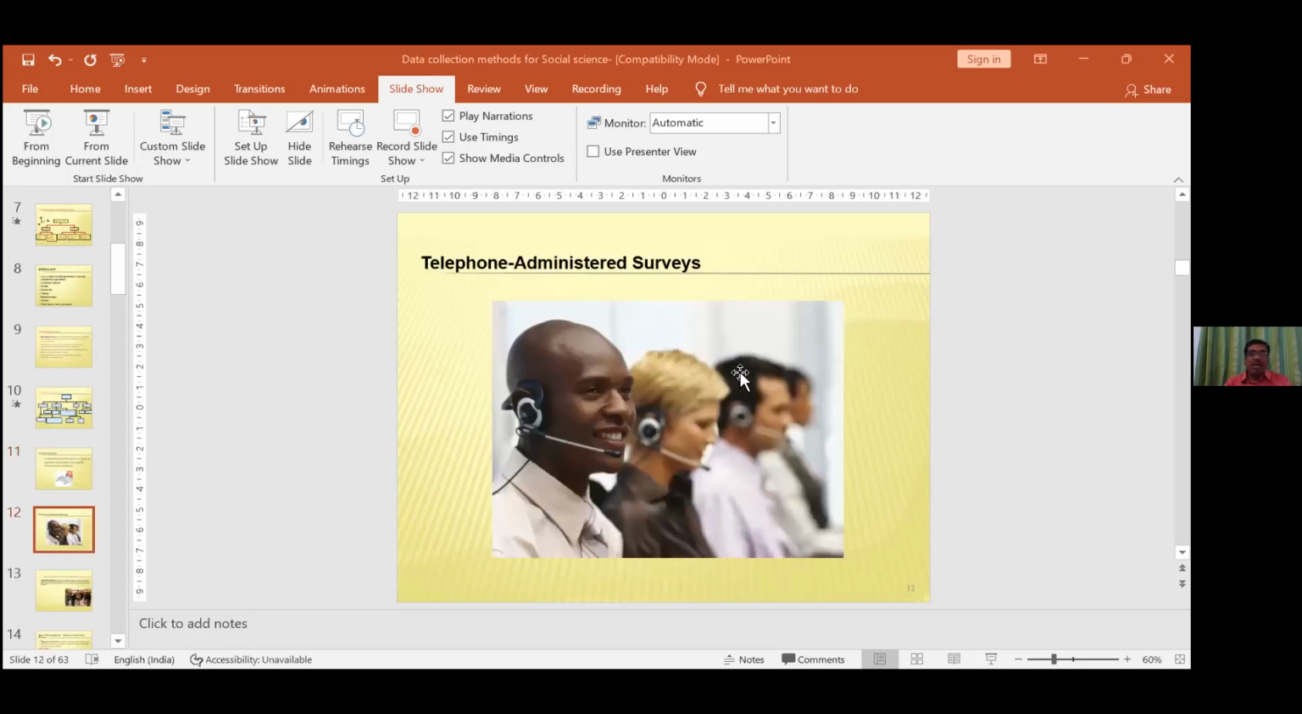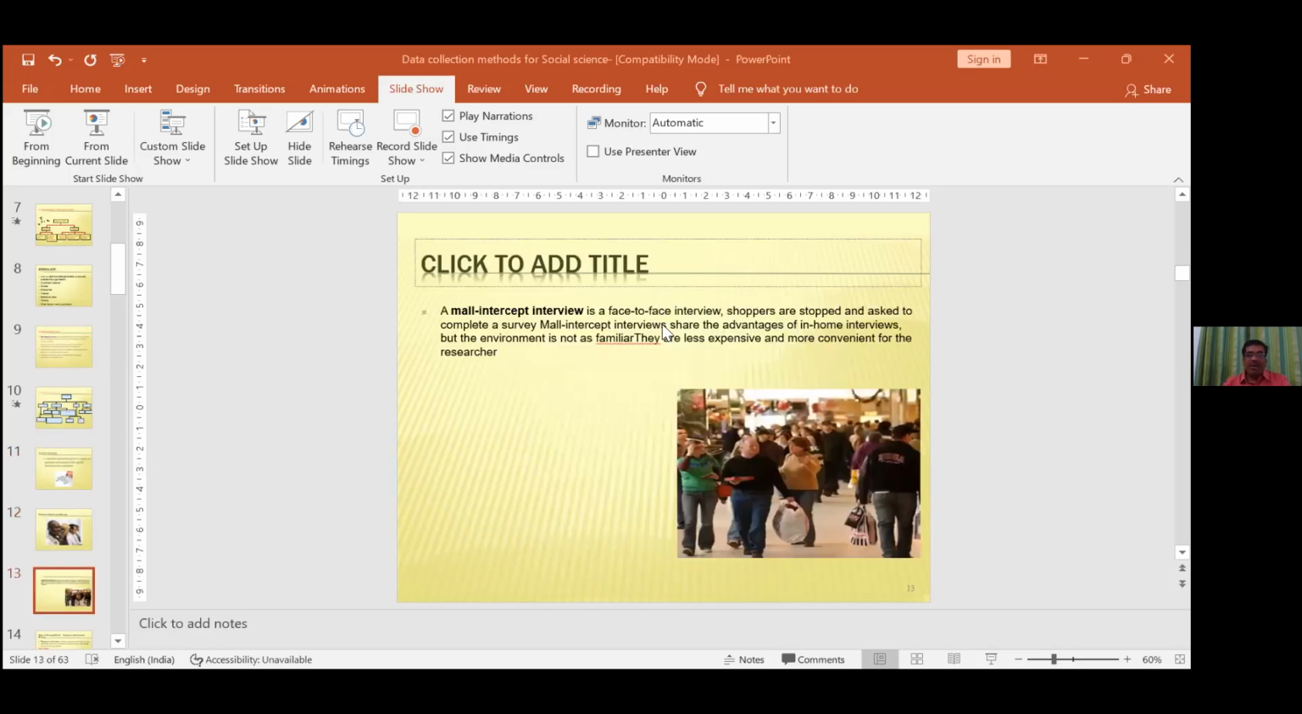Similarly, you can also collect this data through a telephone administered survey. Already you have prepared the questionnaire, but you cannot go and reach the customers. In such circumstances, you can collect this data through a telephone administered survey.